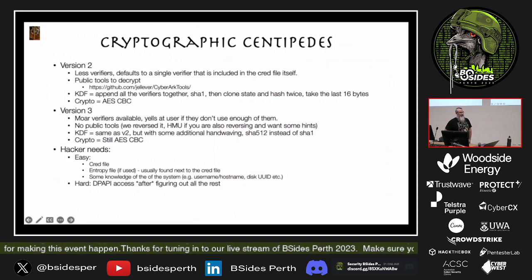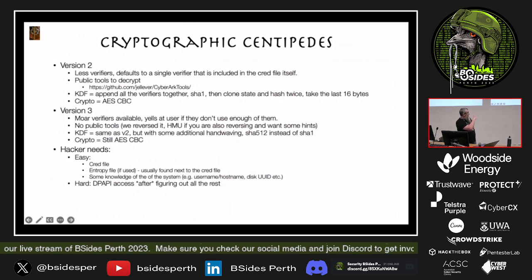We wrote a tool to decrypt version 3, and as far as we can tell, the only reason version 3 was created was because someone released a decryptor for version 2. So we're not going to release ours because we don't want to play whack-a-mole with CyberArk. But Cam says that if you are reversing a version 3 CRED file and you want some help, you can contact him and he'll give you some cheat codes and point you in the right direction.